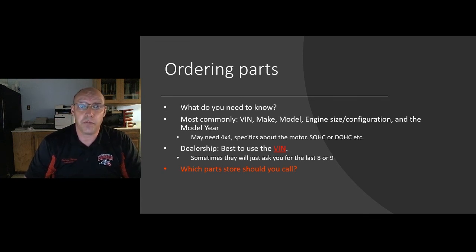You'll notice there's some stuff in red, some stuff that's underlined in this slide. What you need to know when ordering parts. Most commonly, you need to know the VIN, the make, the model, the engine size / configuration. I'll come back to that in just a second. And the model year. What I mean by engine configuration, generally under the hood on the emissions label or on a separate label, there is a label, but most commonly it's always found on the emissions label, it seems like, that gives you the engine configuration and or model for that engine.